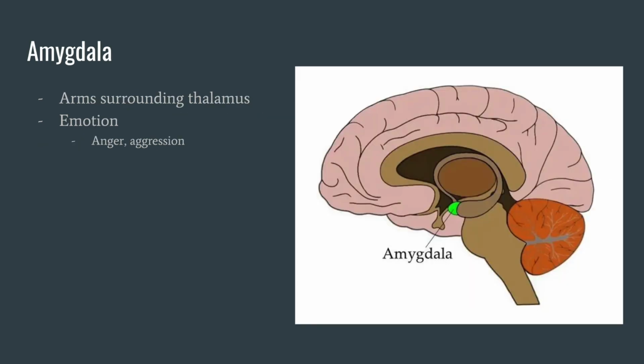The amygdala is also another main and very important brain part that you really need for your AP Psychology exam. It is just around the thalamus, and it is essentially for emotions, but mainly for anger and aggression.